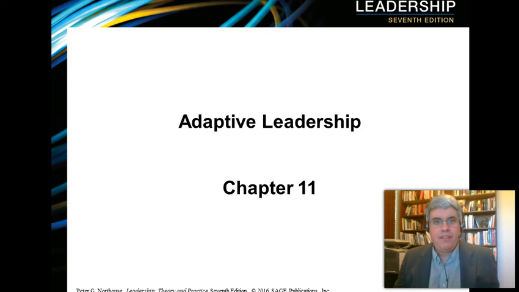Today, we're going to look at a theory known as adaptive leadership. Adaptive leadership is one of the more modern theories of leadership that I find quite interesting because it focuses on mobilizing workers to do the work. So the responsibility of the leader is to help the workers adapt to the situation that they're in to accomplish the work that they're supposed to.